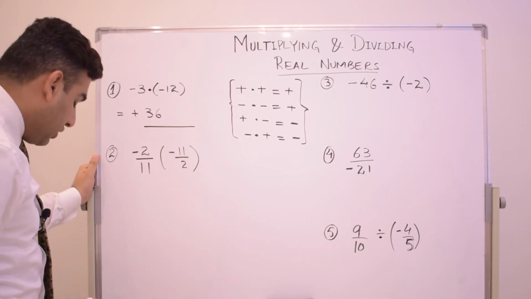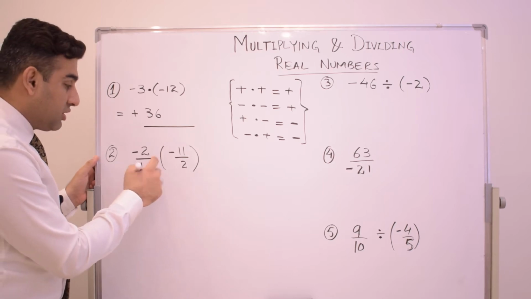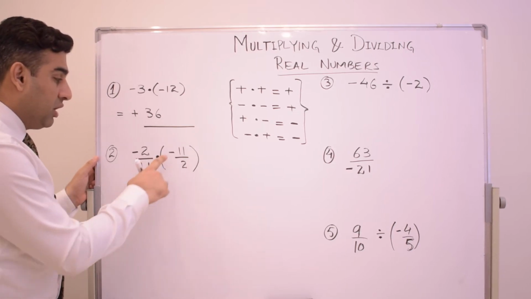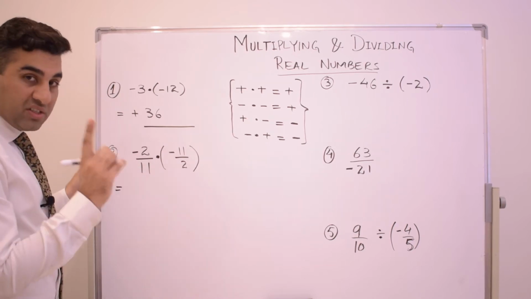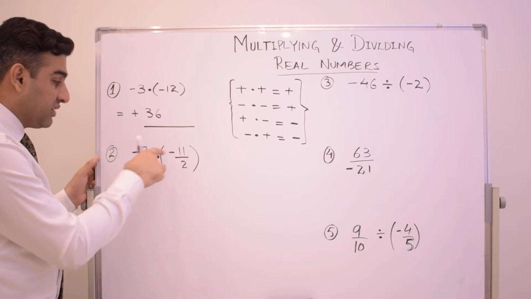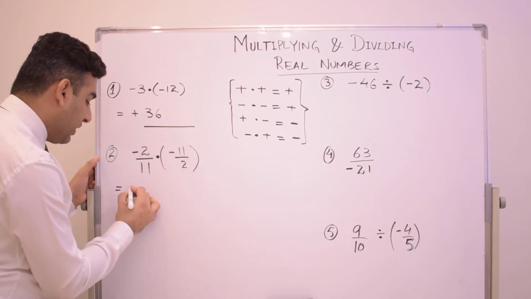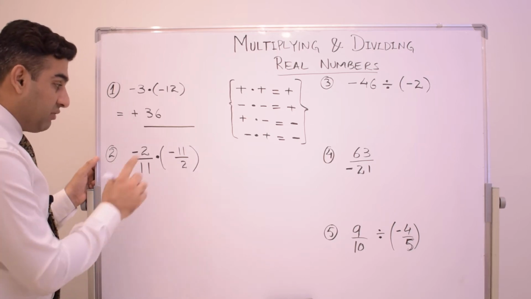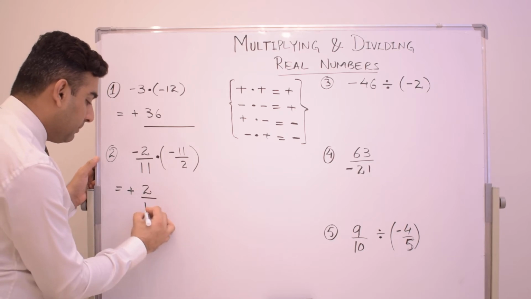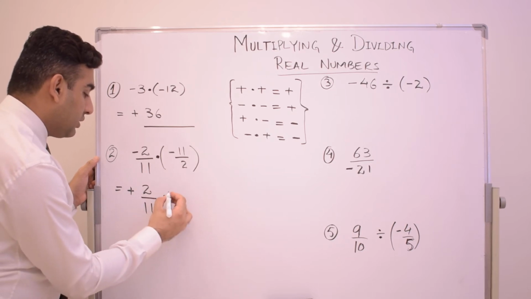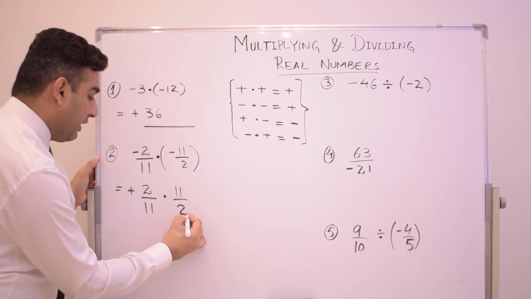Let's go to question number 2. Minus 2 over 11 times minus 11 over 2. There is no operation, so it is understood this is multiplication, and we are going to multiply it. So guys, first of all, we multiply their signs. Minus times minus comes plus. We are done with the signs. Now the turn of the fractions: 2 times 11 over 11 times 2.